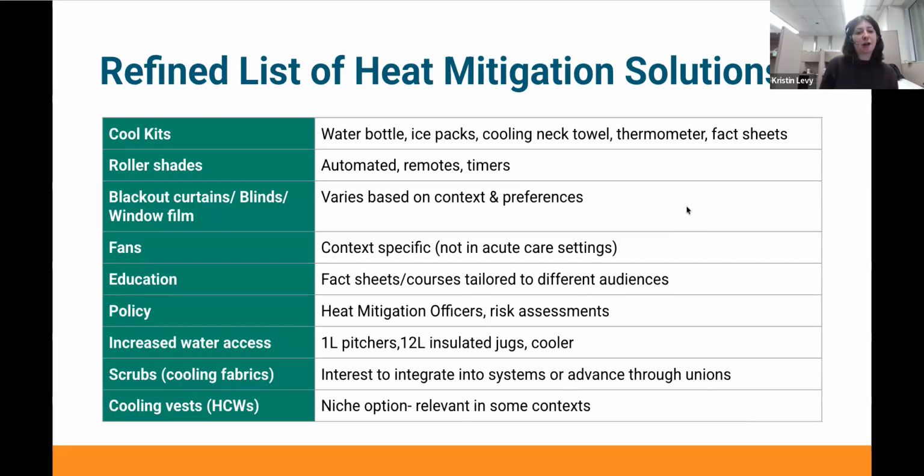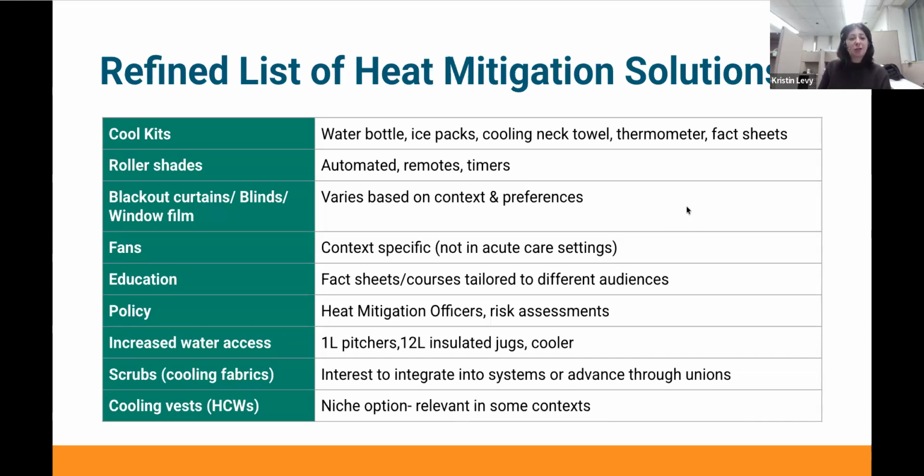that we're looking at right now are the cool kits. They contain things like water bottles, ice packs, cooling towels, thermometers, and fact sheets. Those were really quite popular, and they can be used in a variety of different settings, including when patients are discharged to take home with them. Healthcare workers found them to be useful. They think that it would be great to try them out, as well as patients.